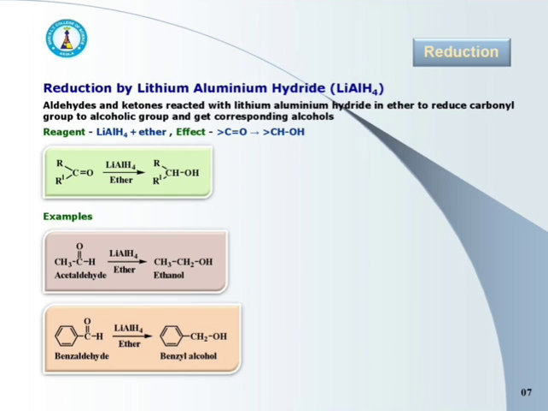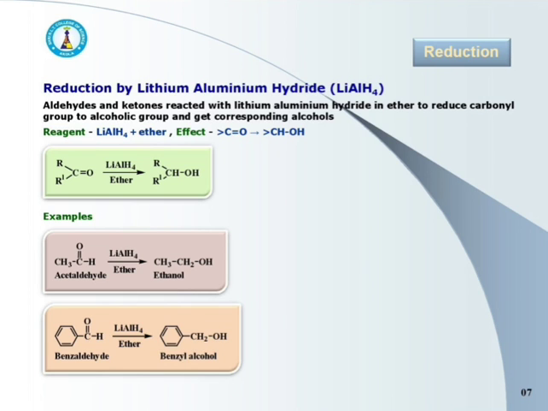Last one is reduction by using lithium aluminum hydride, that is LiAlH4. Aldehydes and ketones, on being reacted with lithium aluminum hydride in presence of ether, the carbonyl group gets reduced to alcoholic group and corresponding alcohols are obtained.